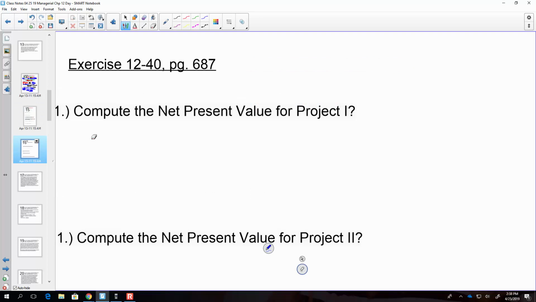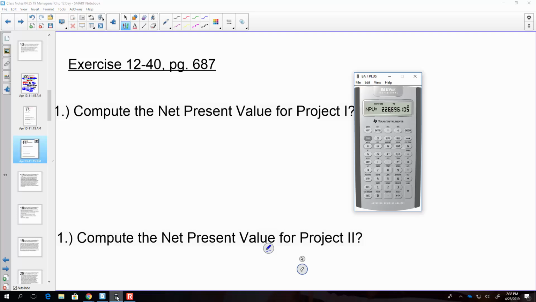Yes, problem 40, guys. Let's try this. We'll actually use our calculator for this one. I want to use the calculator for both net present value and internal rate of return. Let's bring up our calculator. Clear it out, please, guys.